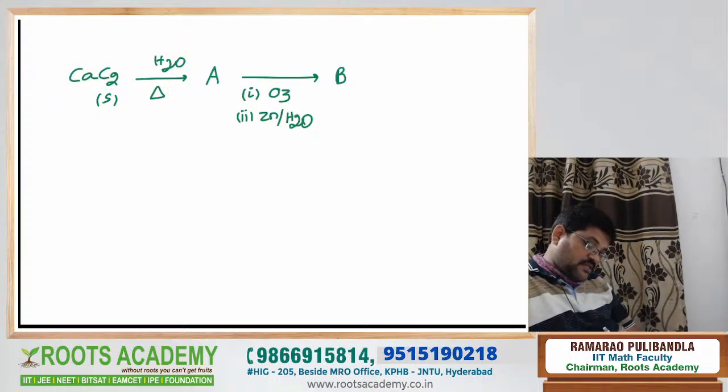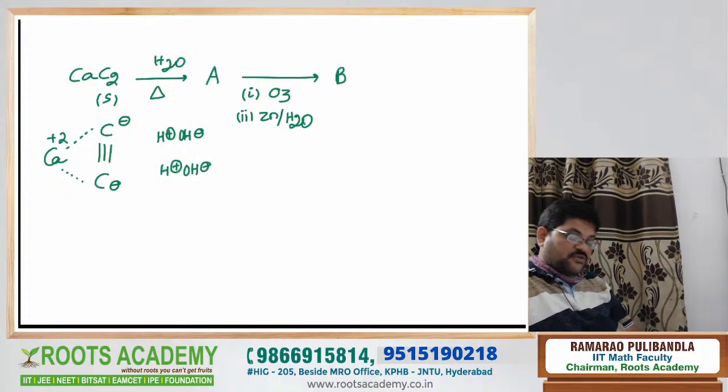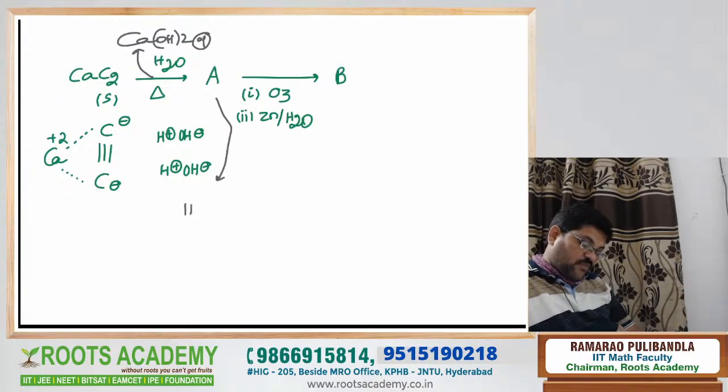Calcium carbide means Ca2+ and C minus, triple bond, C minus. Now this is plus 2 and this is minus. Now heat with water. Water means H plus and OH minus. Now Ca2+ combines with OH minus, and loss of calcium hydroxide aqueous solution is one method of preparation of acetylene gas. So A is acetylene gas.